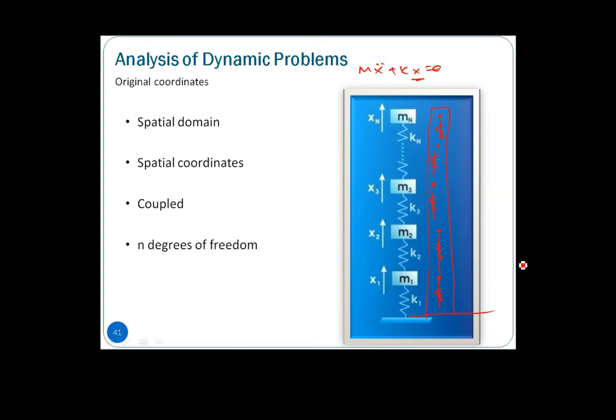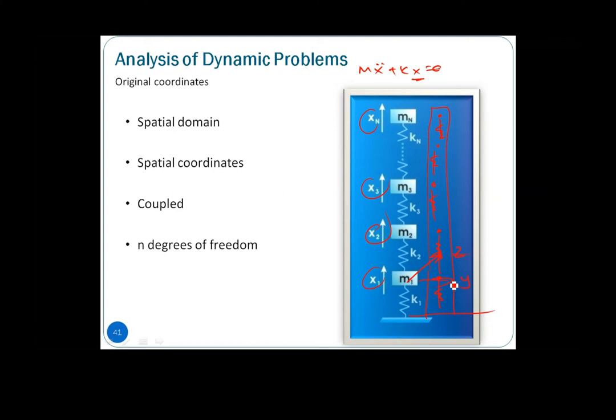So in multiple degrees of freedom, it's what we call the spatial domain. We are dealing with x1, x2, x3, until xn, all in spatial coordinate space. This is only one direction. You could have y direction movement, and z movement in this direction, so it could be even more complex. So it's a spatial domain. If you want to solve this in the spatial domain, then you have to solve simultaneously.